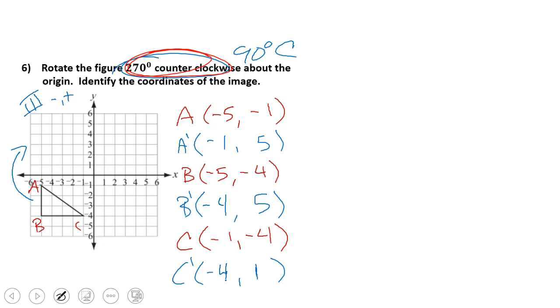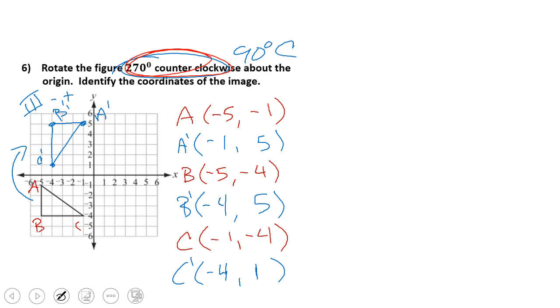So we're going to go back. We're going to go -1, 5, A prime. We're going to go -4, 5, B prime. And we're going to go -4, 1, C prime, drawing with precision, making our new figure, and that would be the thing.